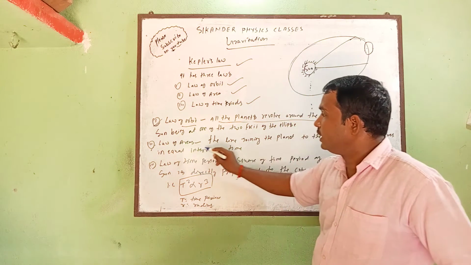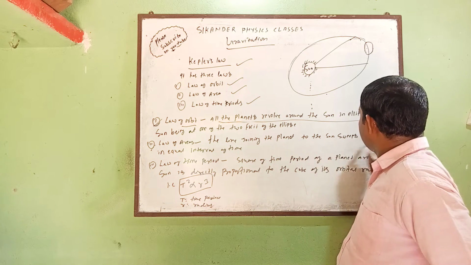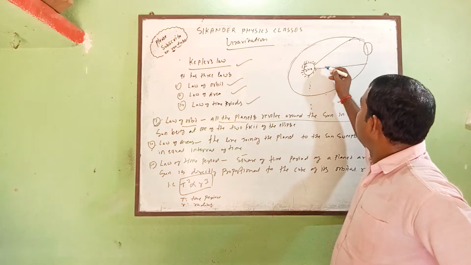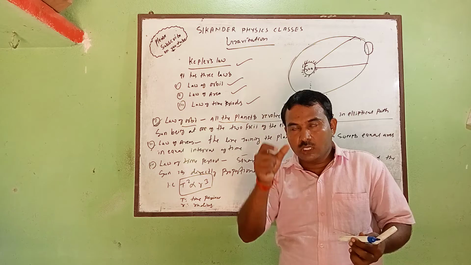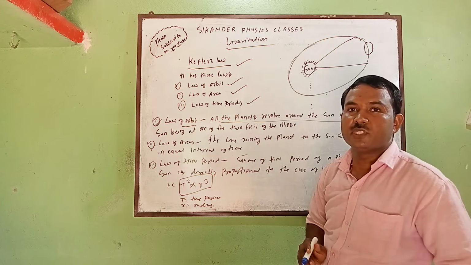Second, we have the law of areas: the line joining a planet to the Sun sweeps equal areas in equal intervals of time. It means when it moves like a top, in equal intervals of time it sweeps equal areas on that basis.